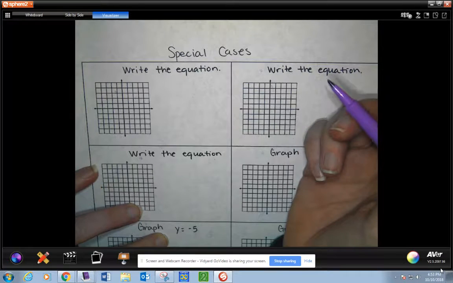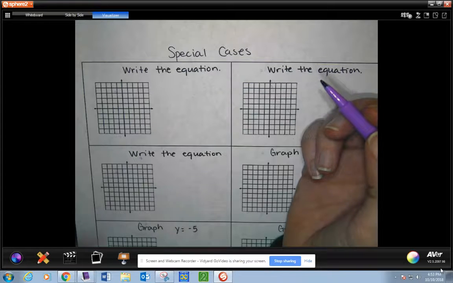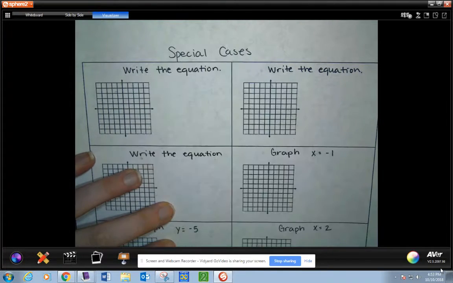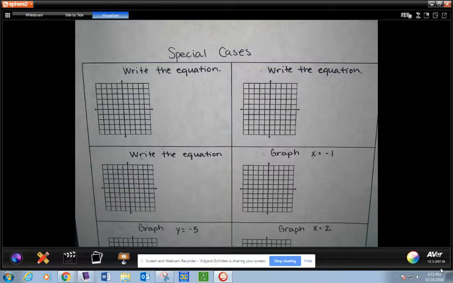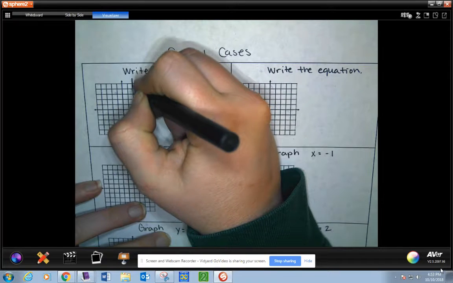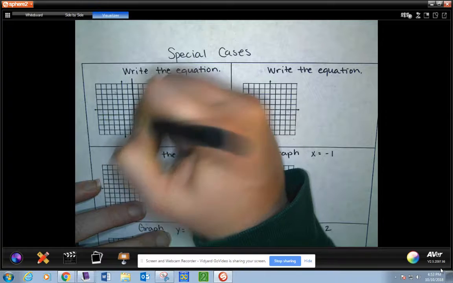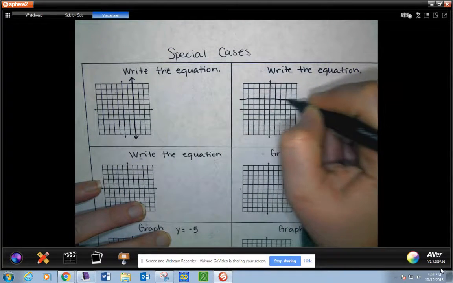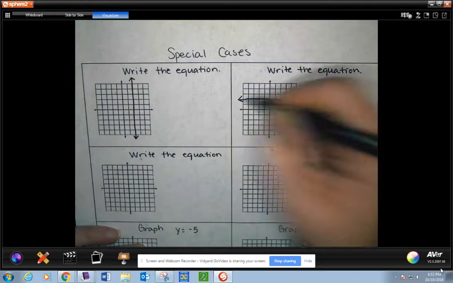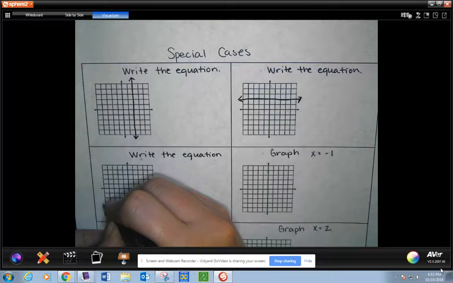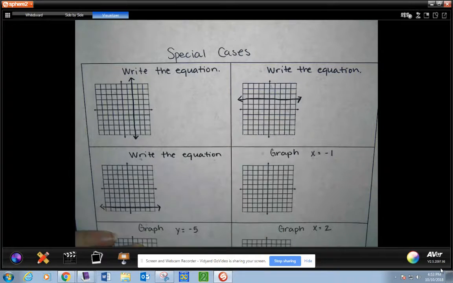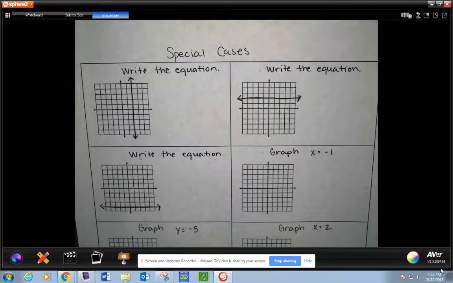Okay, so when it says write the equation, and I forgot to draw the line, so I'm just going to draw some lines in here. Yours will be on the paper. I'm going to say I have a line right here. Okay, those will be drawn in on your paper. I just forgot to do them.